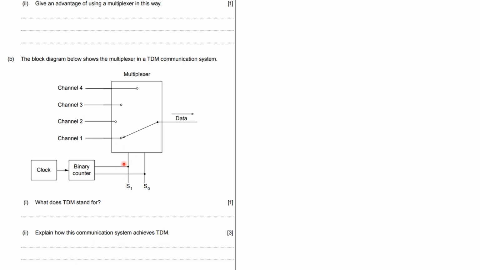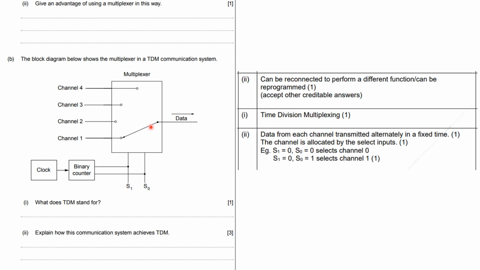Well, you've got a binary counter going on there, so you're going to select each of those channels individually. They'll be given a specific time, so you can get more than one channel down the same data link, and then give an example. So for example, if S1 is a logic 0 and S0 is a logic 0, channel 1 will go down. If S1 is a logic 1 and S0 is a logic 0, channel 2 will go down, etc. There's the solution for that one there.